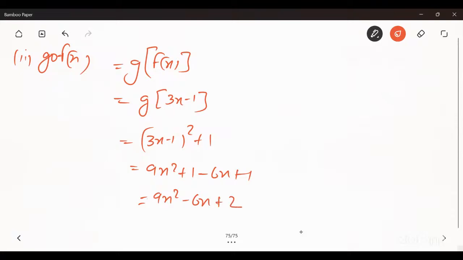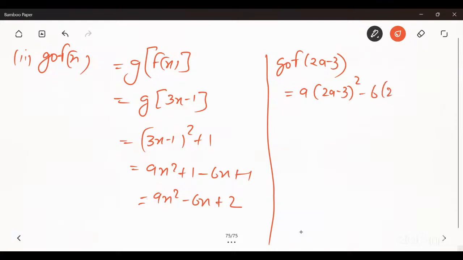6x plus 2. And we have to find the value of g of f of 2a minus 3. So g o f of 2a minus 3 means that in place of x you have to put 2a minus 3. So 9(2a minus 3) whole square minus 6 into (2a minus 3) plus 2. Now open the bracket. So you will get 4a square plus 9, minus 2 into 2a into 3, which is 12a, minus 6 into (2a minus 3) plus 2.